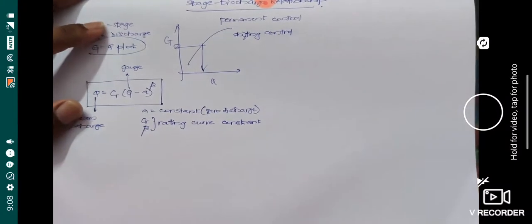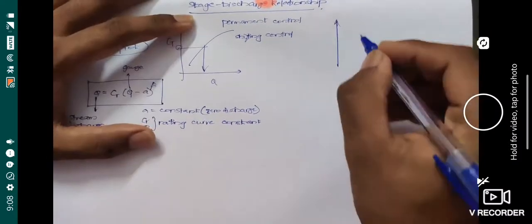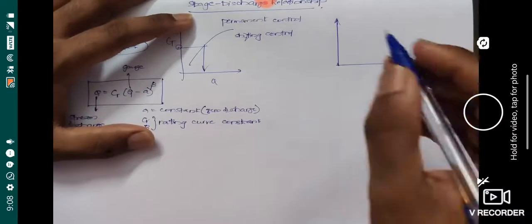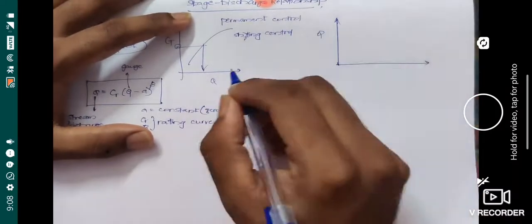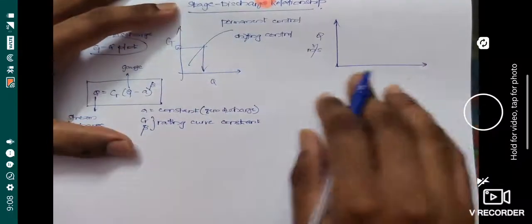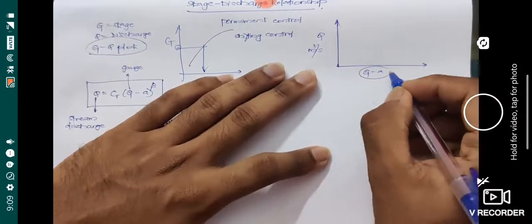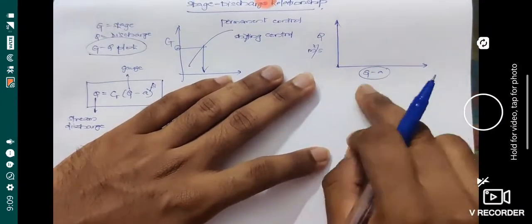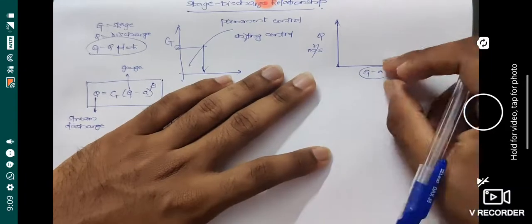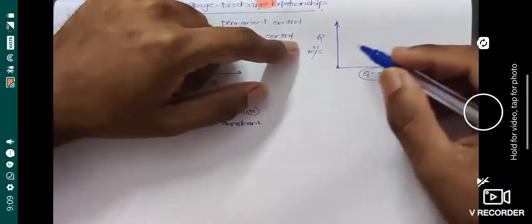When you make a direct plot between G and Q, you'll be getting a curve like this, more or less. So for practical cases, you will be marking Q, the discharge, in meter cube per second, and the gauge will be on the x-axis, which is G minus A. That is the effective gauge: total gauge minus the gauge corresponding to zero discharge. So that will be plotted here, and you'll be getting a curve like this or this.